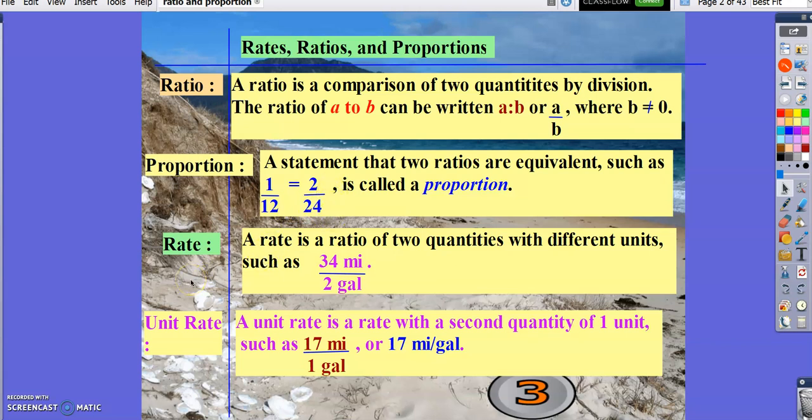The third definition is of rate. A rate is a ratio of two quantities with different units. So say 34 miles over 2 gallons. These two are different units. Next is unit rate. A unit rate is a rate with a second quantity of 1 unit, such as 17 miles over 1 gallon. Always remember the second quantity will be only 1. This value can change, but this will be only 1. So it is called 17 miles per gallon.